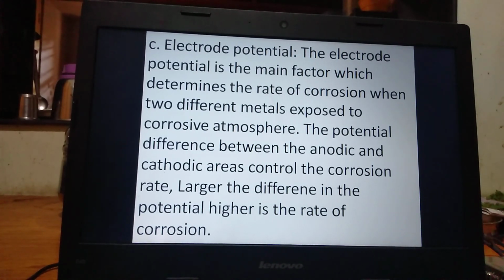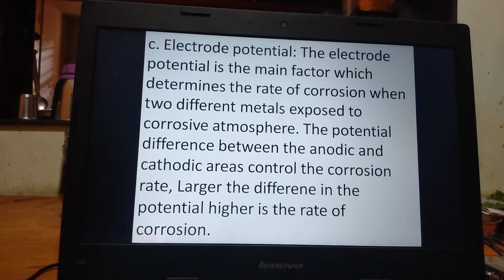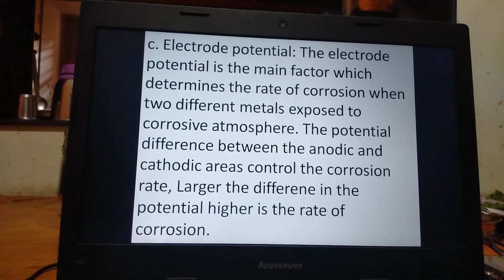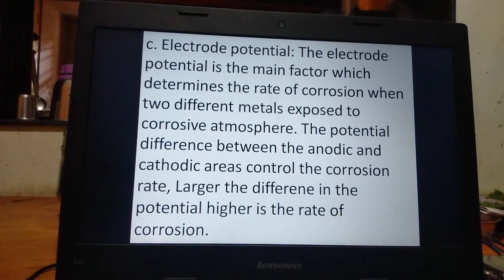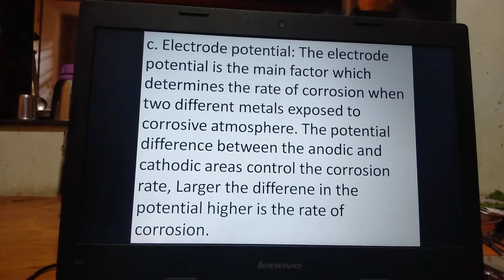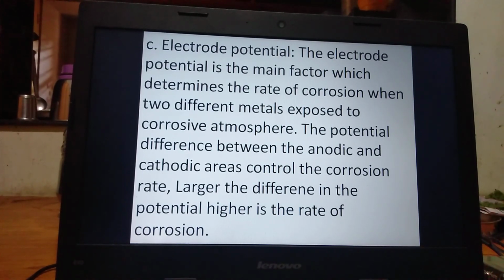For instance, the potential difference between iron and copper is 0.78 volts, which is more than that between iron and tin, that is 0.3 volts. Therefore, iron corrodes faster in contact with copper than with tin. Thus, the further apart the metals stand from each other in the electrochemical series, the greater is the intensity of corrosive attack on the anodic metal surface.